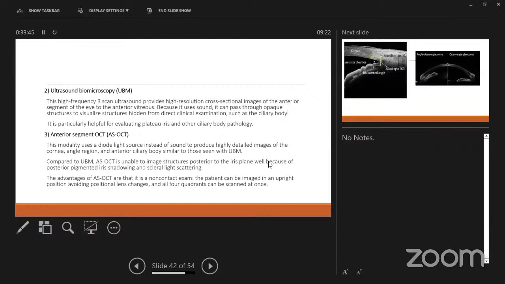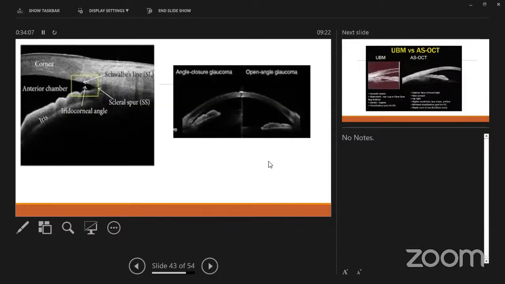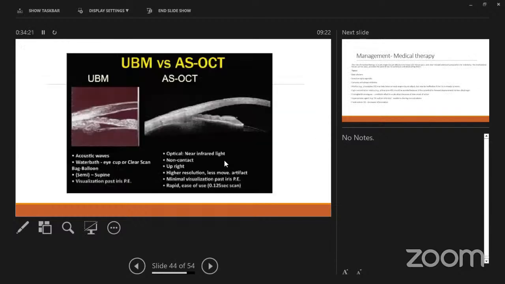Whereas ASOCT, advantages of ASOCT over the UBM is that it is a non-contact exam, and the patient can be imaged in upright position, avoiding positional lens changes, and all four quadrants of the angle can be scanned at once. Compared to UBM, it is unable to image structures posterior to the iris plane. So this is how the angle appears in ASOCT, the various angle structures which can be visualized. And this is open versus closed. We can see the iris configuration and how it is coming forwards and obstructing the angle. And again, UBM versus ASOCT I have mentioned.